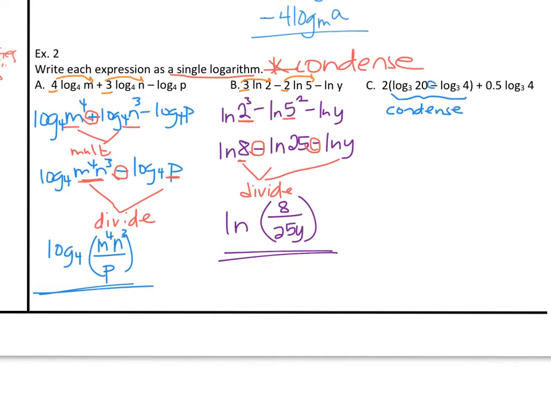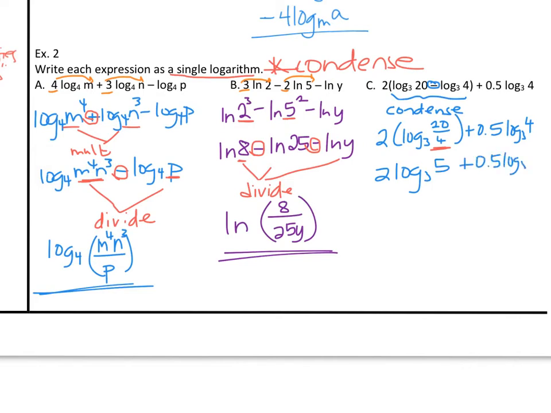We have subtraction. And how do we condense subtraction? We make this a quotient. Then that gives us 2 out in front, log base 3 of 20 over 4, plus 0.5 log base 3 of 4. Now, if we have log base 3 of 20 over 4, we can simplify that quotient to be 5. And once we know that it's 5 and it's just one logarithmic term, we can eliminate the parentheses. And then we have plus 0.5 log base 3 of 4. Now that the parentheses are gone, it's kind of business as usual.